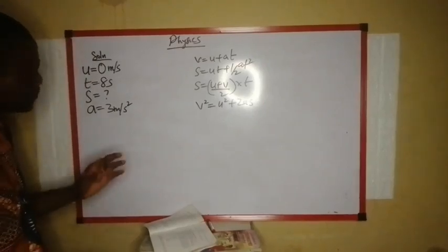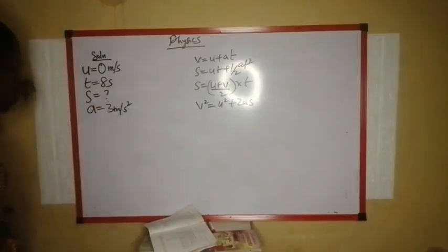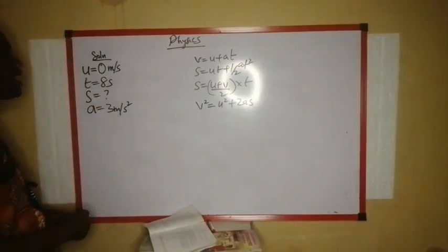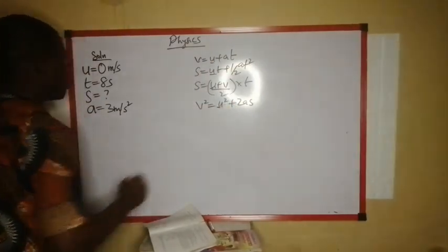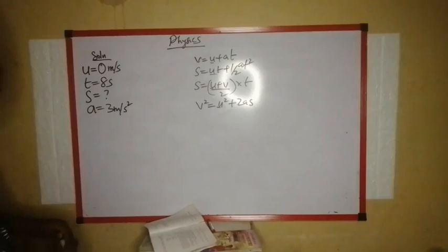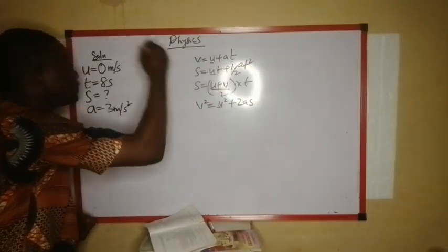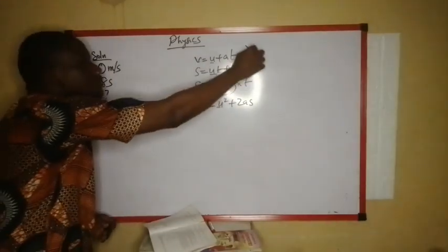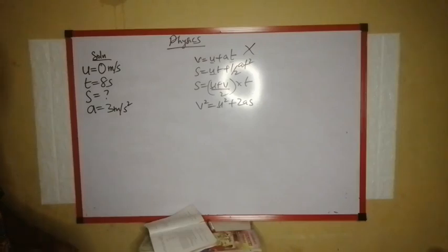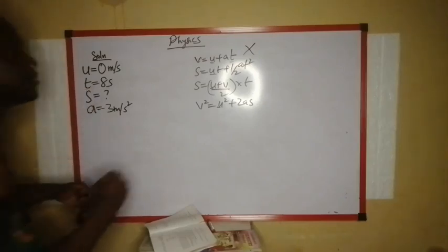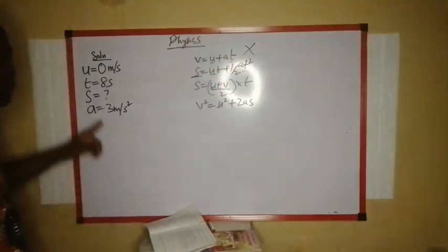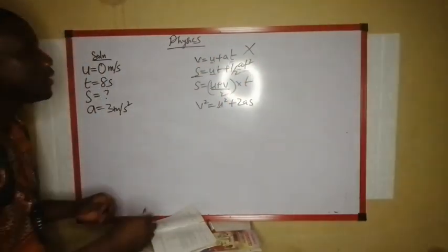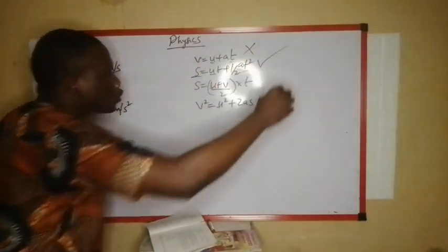Now asking yourself this question, or examining the question on the board, we have u. They gave us u. But the next part says t. There is t. But did they give us v? No. That means we cannot use this first one. Now, in this one, there is t, there is s, and there is a. That means we can use equation 2.